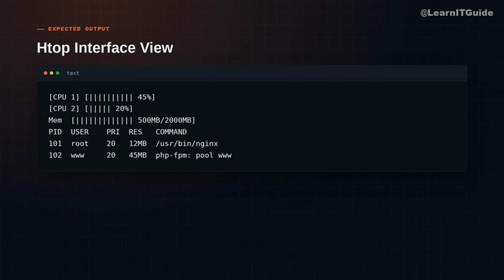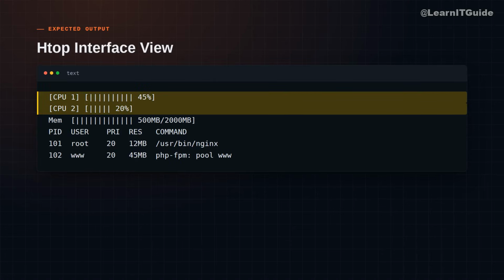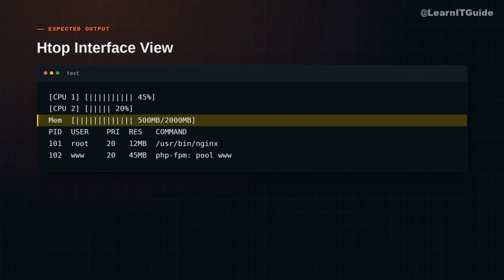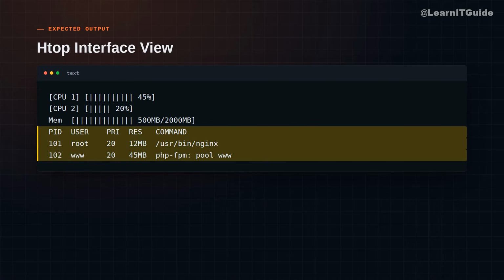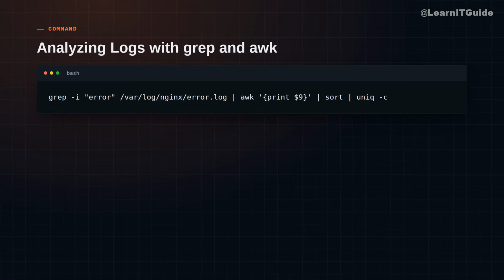As you see here, the output shows individual core usage bars and total memory usage. The bottom half lists processes sorted by resource intensity. If a specific process is spiking, you will see it at the top of this list immediately. Now, let us move to log analysis.